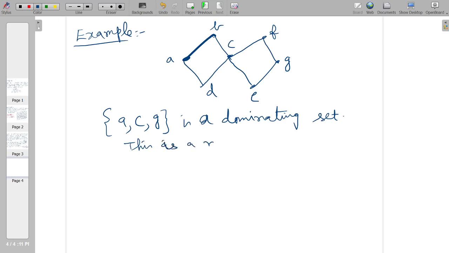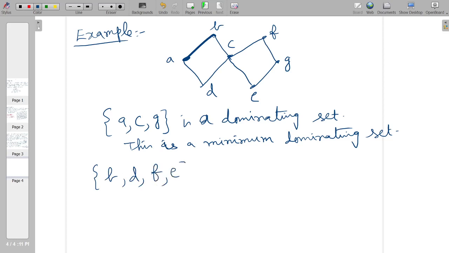This is a minimum dominating set. I cannot find a dominating set of cardinality 2 for this graph. Now you see this set B, D, F, E. This is also a dominating set.